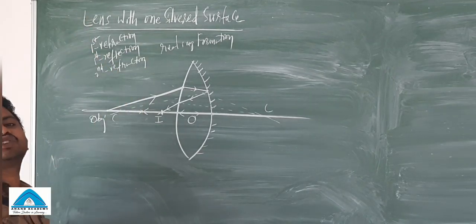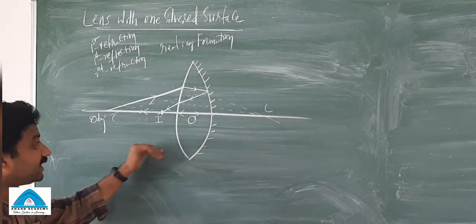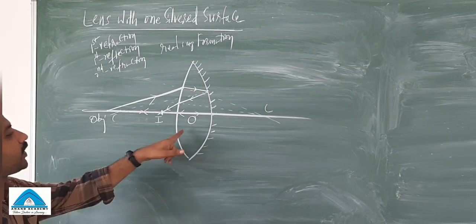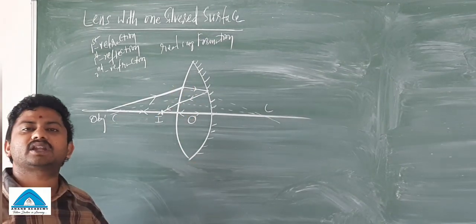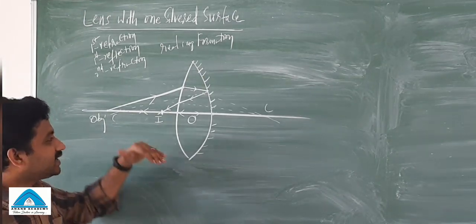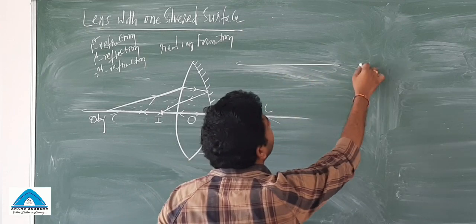Now, interesting things we are going to discuss. What is it actually? This is the combination of one lens and one mirror. What is that mirror? That is the mirror called concave mirror. The same diagram, just a drawing here.